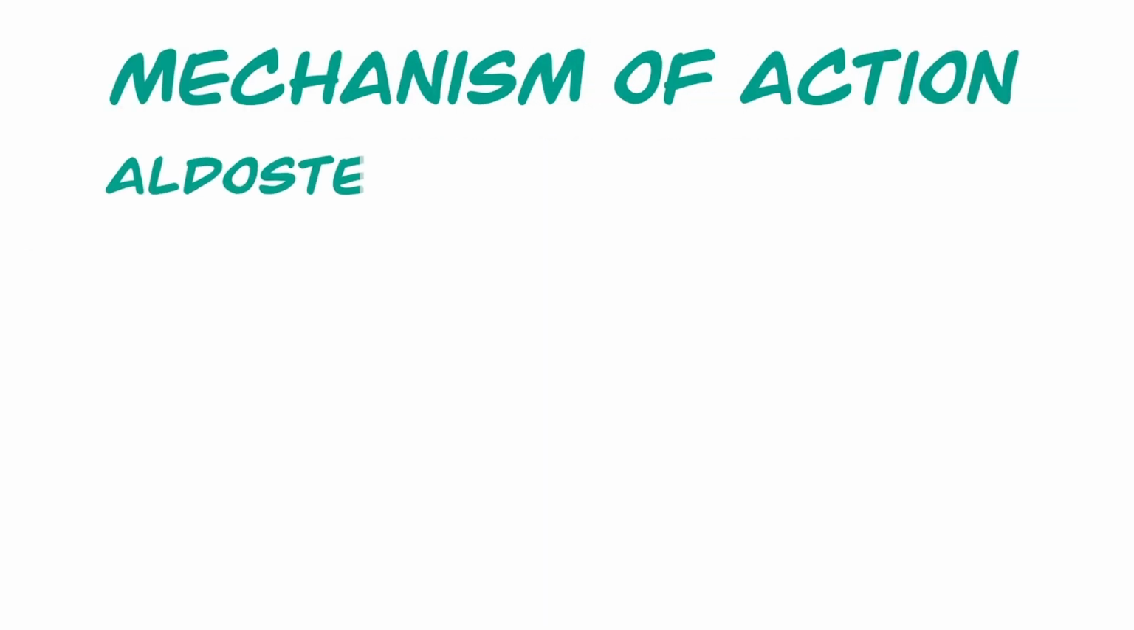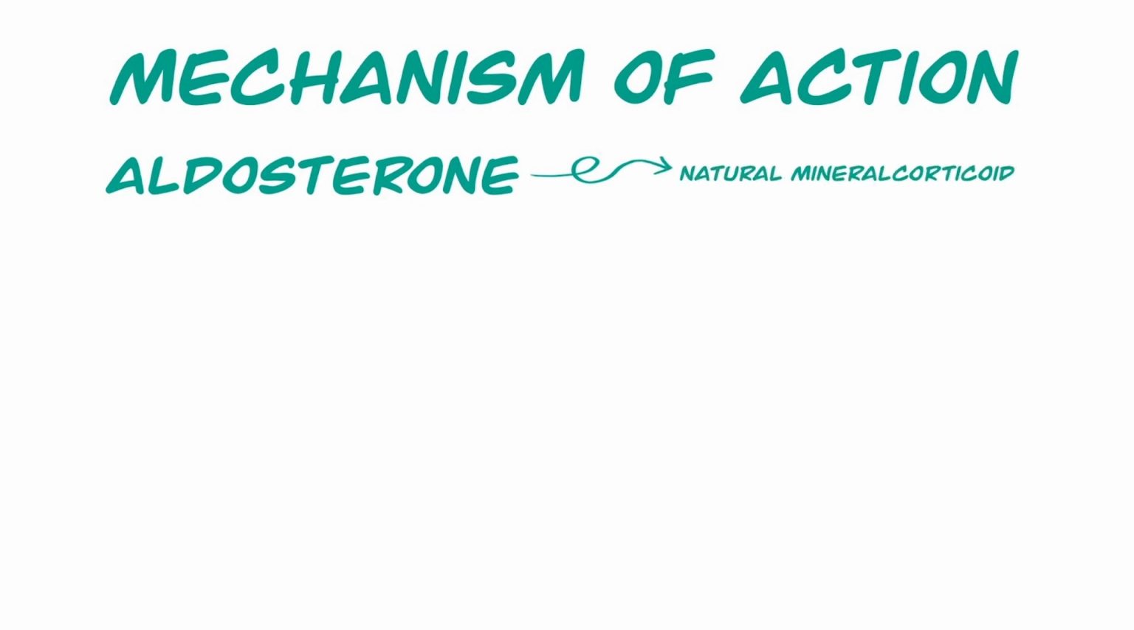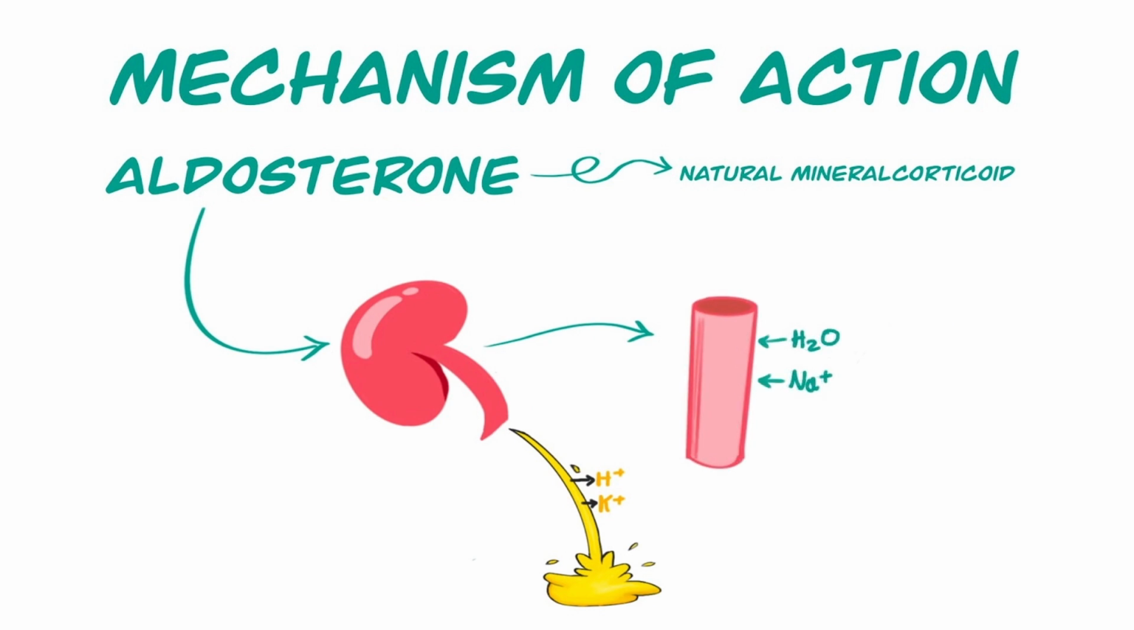In the body, mineralocorticoids such as aldosterone act on the kidney where they cause sodium and water retention and active excretion of potassium and protons. The adrenal cortex releases steroid hormones, but dysregulation of hormones can cause disease.